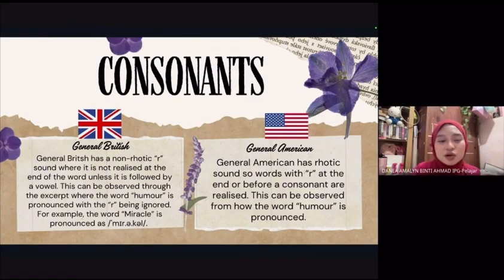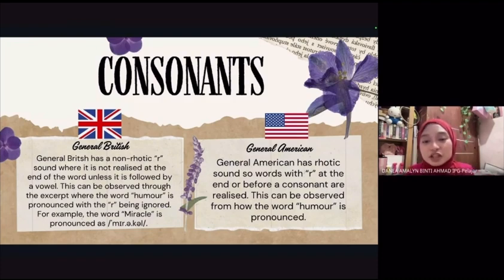So basically, what I'm trying to say is that R would be non-rhotic, where it is not realized at the end of the word, unless the r sound is followed by a vowel. So, for example, as I've given there, such as the word miracle, the R is realized.